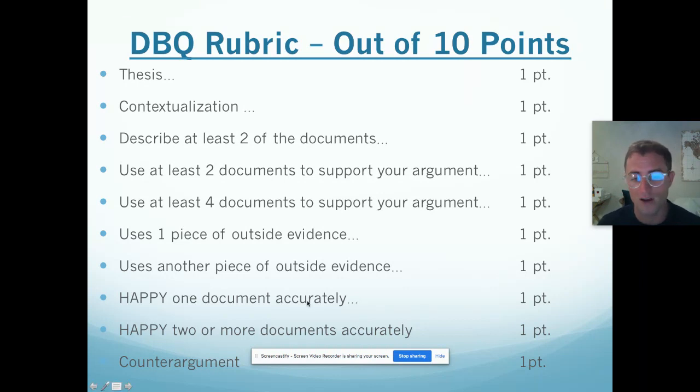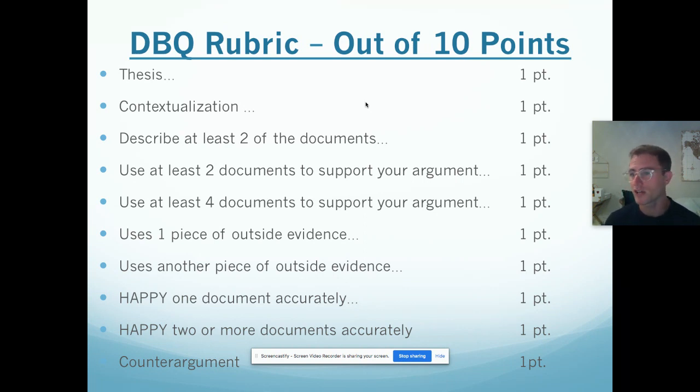Finally, we have our analysis and reasoning points, 2 of which are HIPP points. This is actually a nice positive change for us, because there was only 1 HIPP point on the original DBQ, and you had to HIPP 3 documents correctly to grab that 1 point. On this modified DBQ, if you do 1 correctly, you get a point, and if you do another 1 correctly, you get a point. So you only have to HIPP twice correctly to get both of those points. That's very doable. And down at the bottom, we have our counterargument. That means we have 10 total points on this, all of which are things that we have done.